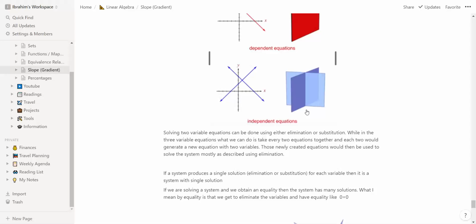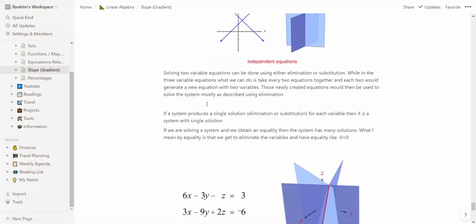Solving three-variable equations can be done using either elimination or substitution, just like we've seen. So in that case, say for example, you have three linear equations. You would solve two, and then take another distinct two, and solve it together. And it would generate a new equation with two variables. Those newly created equations would then be used to solve the system, mostly as described using elimination.